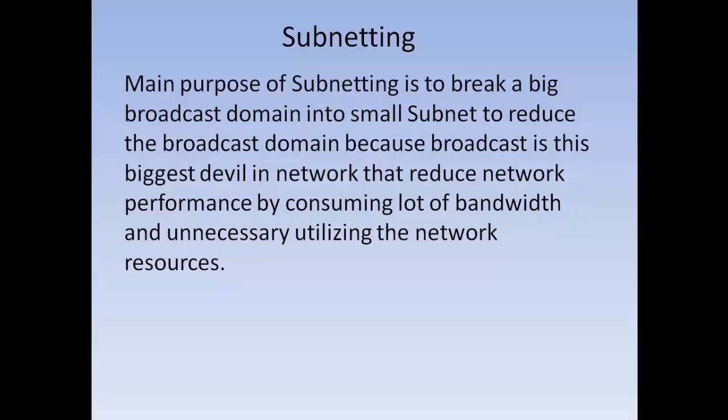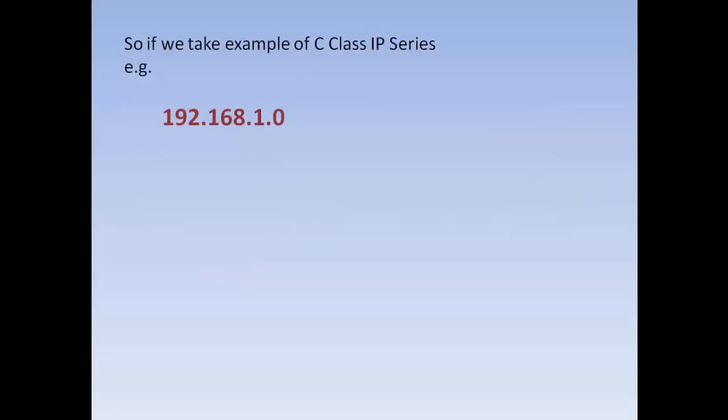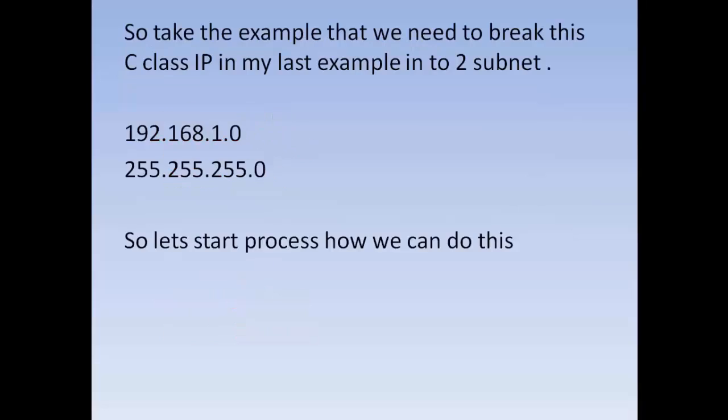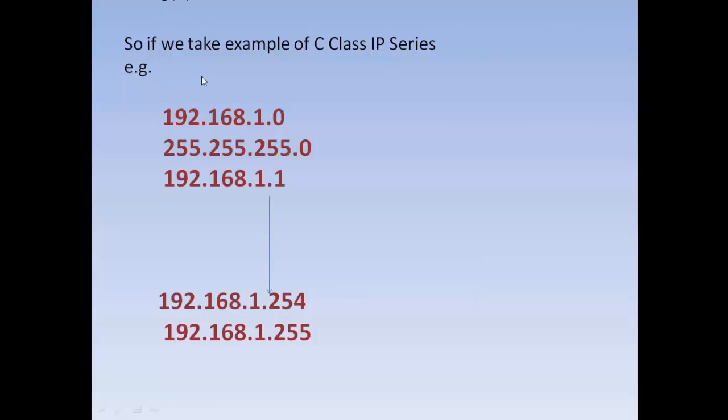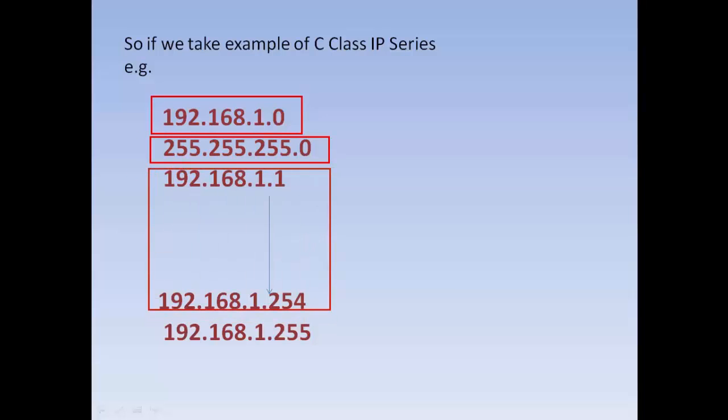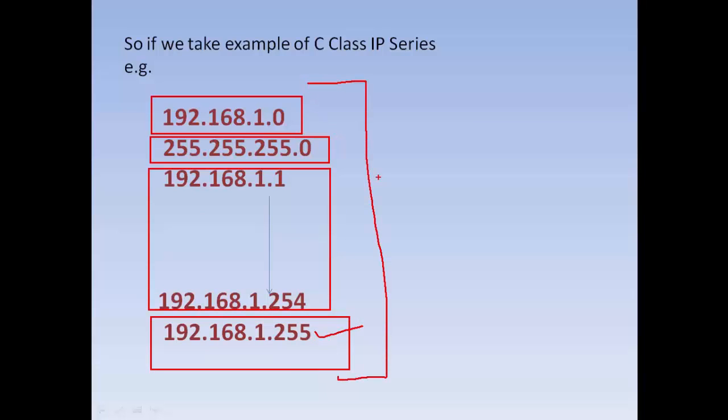So let's see how we can do that. For example, first I'm going to take a C class IP series. This is my network ID, for example, and this is the default subnet mask. This will be the valid IP series, and this is the broadcast IP. Now my purpose is to break this network into small subnetworks. Depending on my requirement, I can break this big network into small subnetworks.